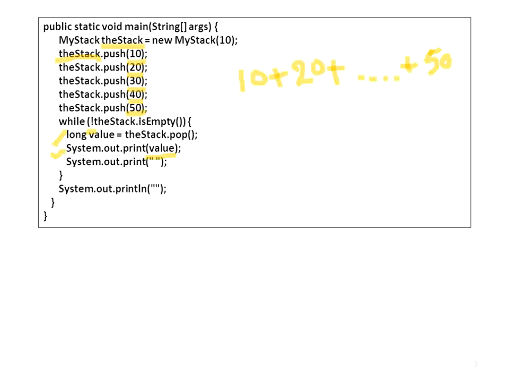We have a stack, okay? And we have inserted these values. First value is 10. Second value is 20. Third value is 30. Then we have 40. And then we have 50.